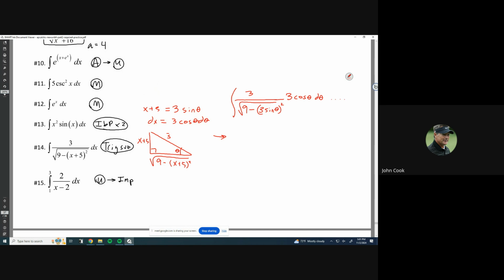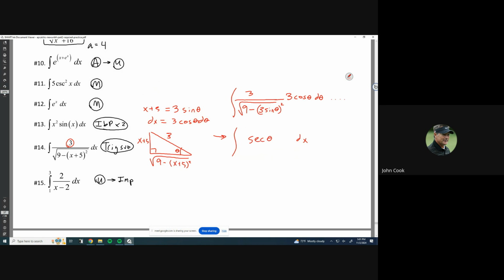But I like to do the one where I just make the ratio. So I notice that I have the side length 3, which is the hypotenuse. So if I have 3 over the square root of 9 minus quantity x plus 5 squared, dx, 3 is the hypotenuse, and the square root of 9 minus (x plus 5) squared is the adjacent side. So this whole big ratio just turns into hypotenuse over adjacent, which is going to be secant. So that whole thing just becomes secant of theta.